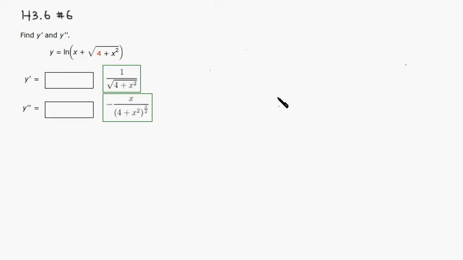Okay, let's look at homework 3.6, number 6. All right, so here's the function. Let's take the derivative. So y prime is going to be equal to, whatever is inside the natural log goes on the bottom. So you have x plus the square root of 4 plus x squared, right?